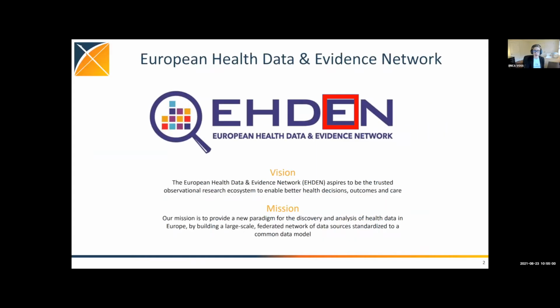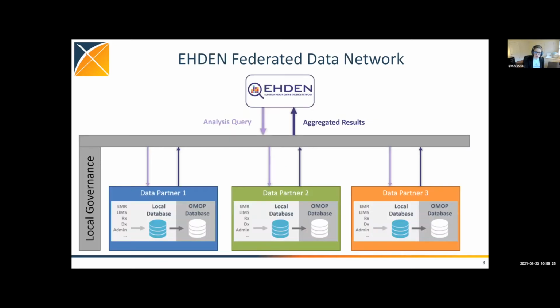Now, in 2018, the European Health Data and Evidence Network public-private project was launched, and this project was to address current challenges generating evidence at scale from real-world clinical data. EHDEN's vision is to be a trusted research ecosystem to enable better health decisions, outcomes, and care for patients. Now, one of the foundational pillars that EHDEN uses to realize this vision is to generate a federated data network.